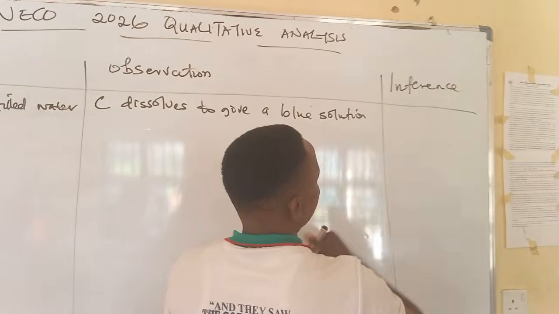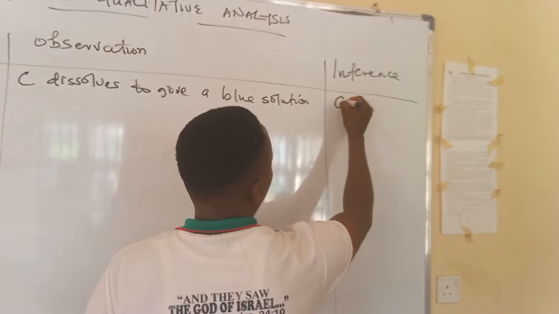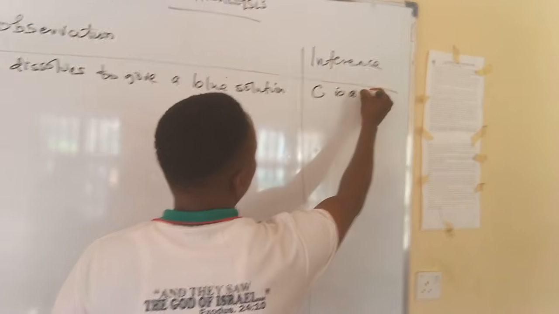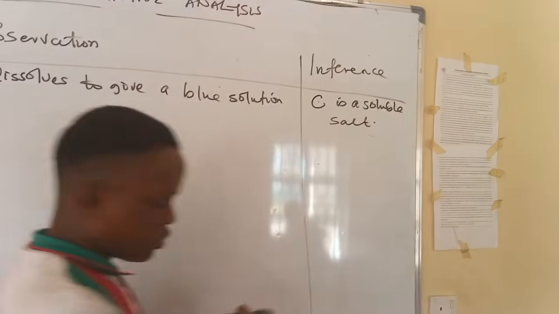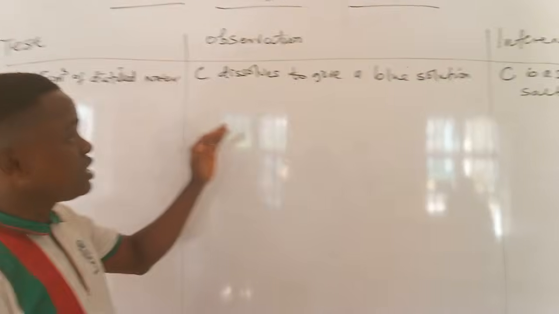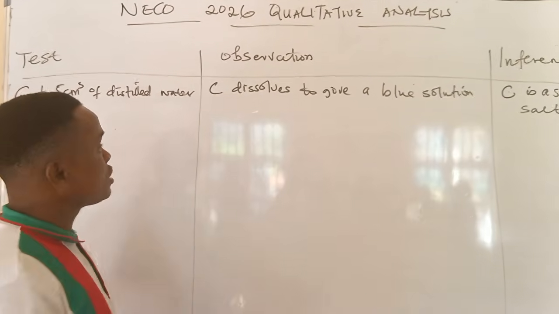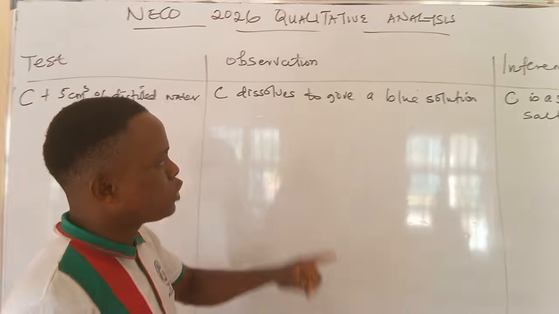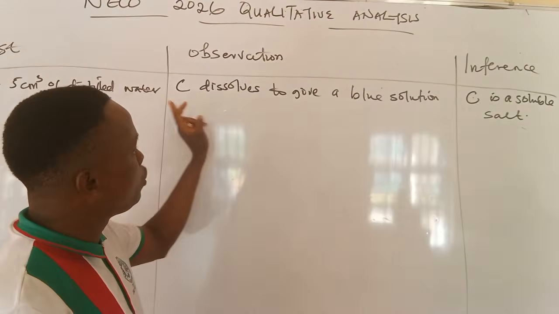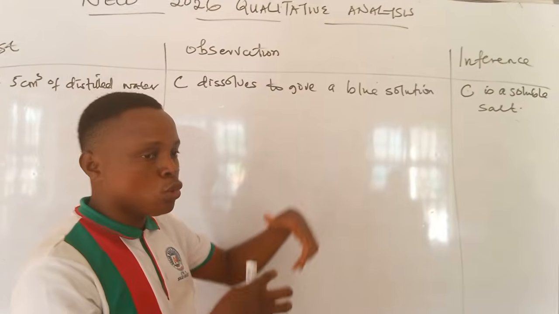Now in that case, what's the inference? The inference is that C is a soluble salt. Take note when you are reporting that C is a soluble salt. Please take note of that, and then take note of the coloration. The coloration is blue. C dissolves to give a blue color.